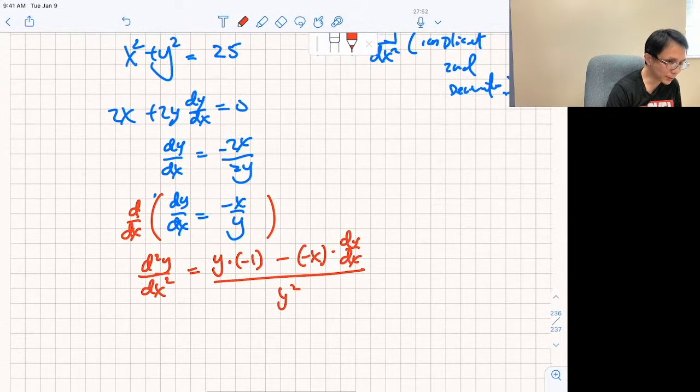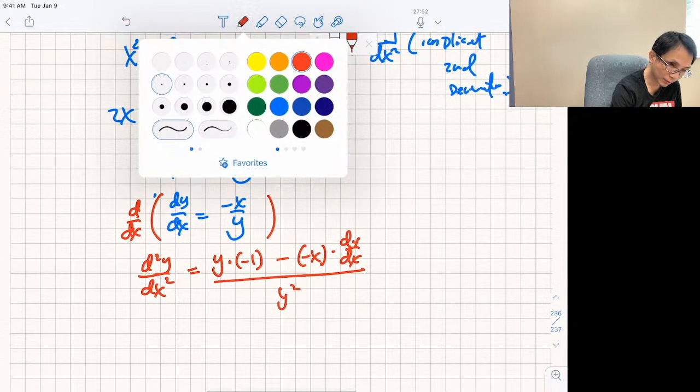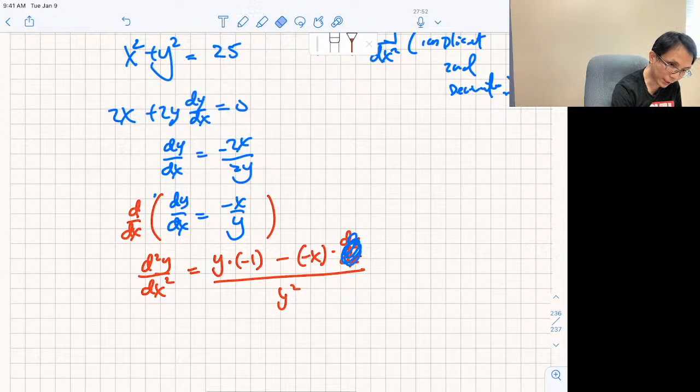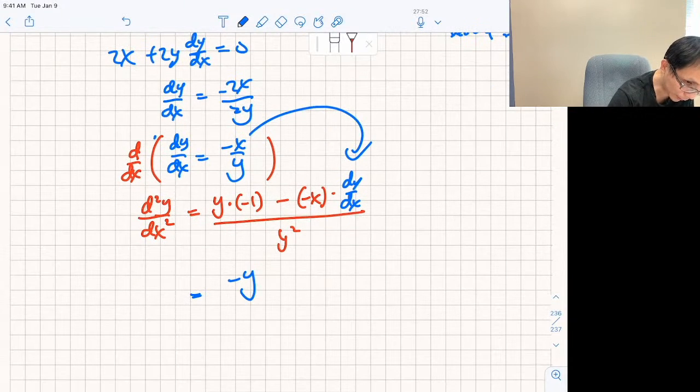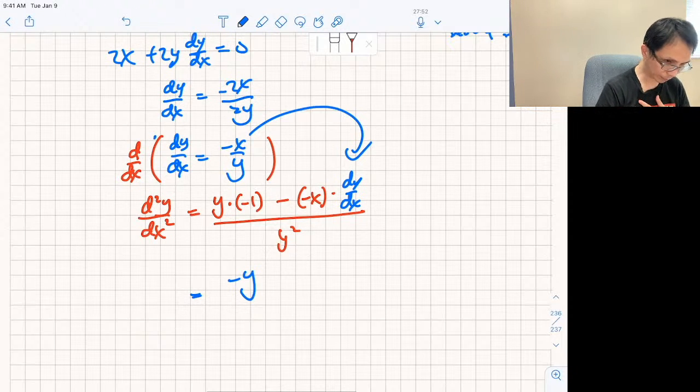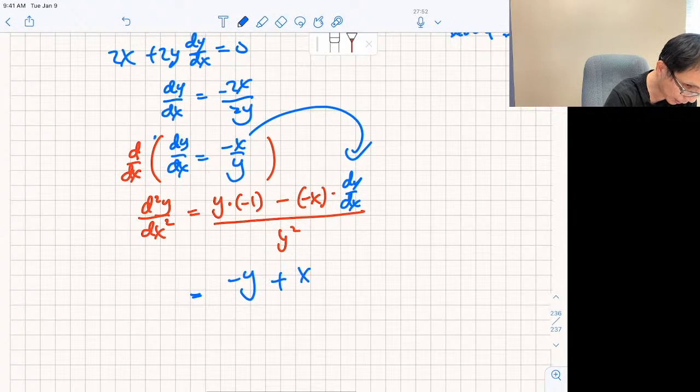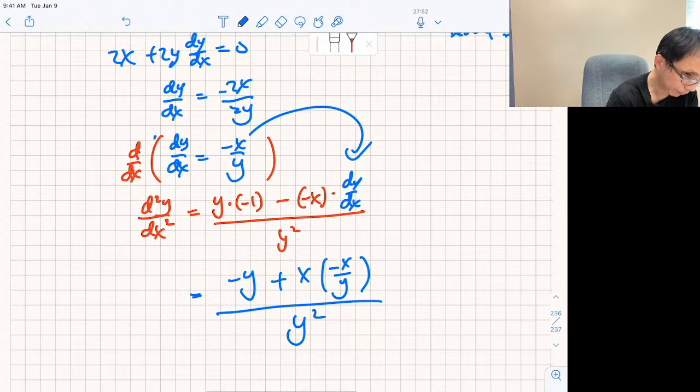But do we know what dy/dx is? So we can say that that's going to be dy/dx, right? Oops, my bad. That's going to be dy/dx here, and dy/dx is here. Does that make sense? So it's equal to negative y plus x times dy/dx. What is dy/dx? Negative x over y, right? Over y squared.